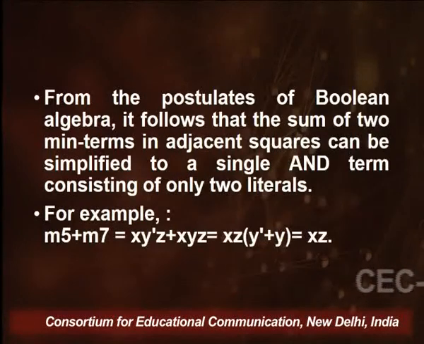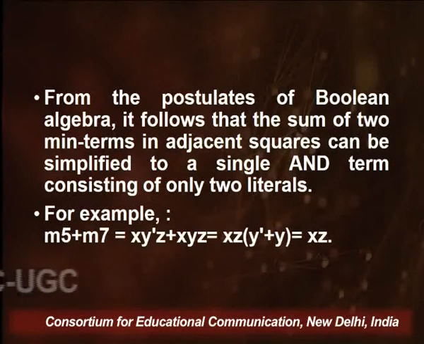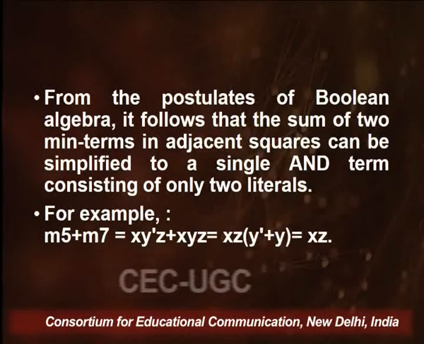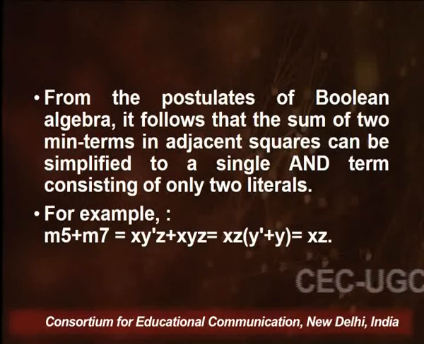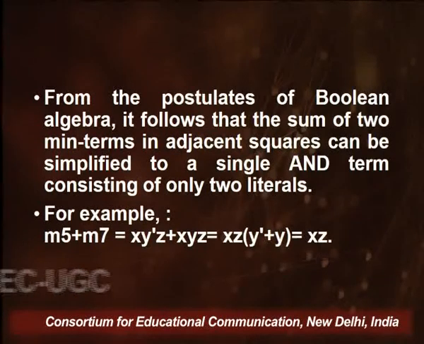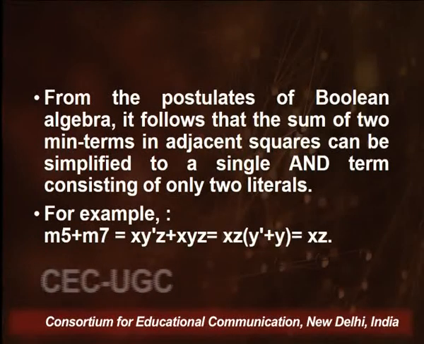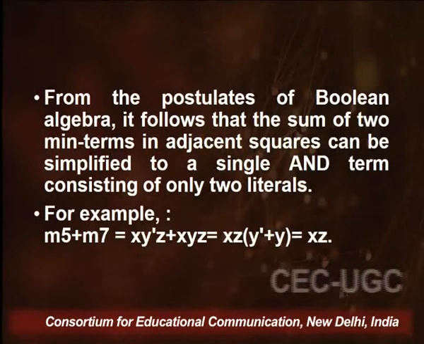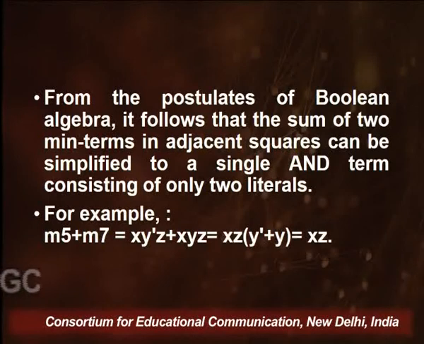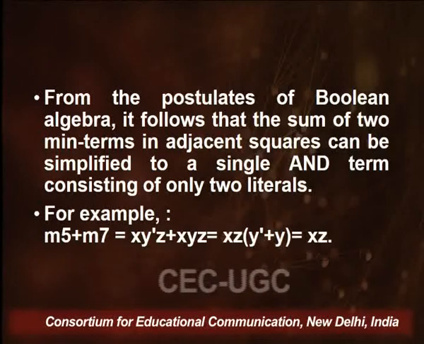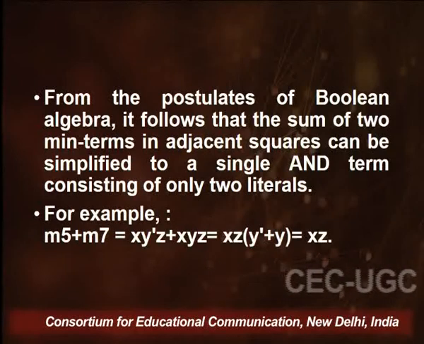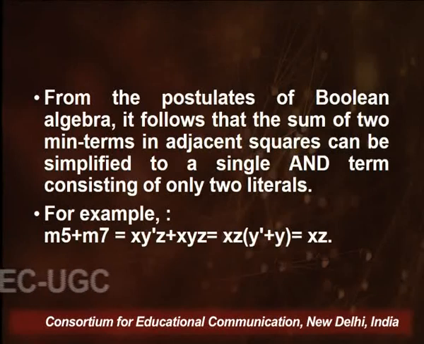From the postulates of Boolean algebra, it follows that the sum of two minterms in adjacent squares can be simplified to a single AND term, which consists of only two literals. This is the reason why we have to keep in mind the logical adjacency. If I put the terms of m5 and m7, which is X Y dash Z plus X Y Z, I take out the common XZ, Y dash plus Y, which can be replaced by a 1 according to the law. I am left with only one output, which is XZ.